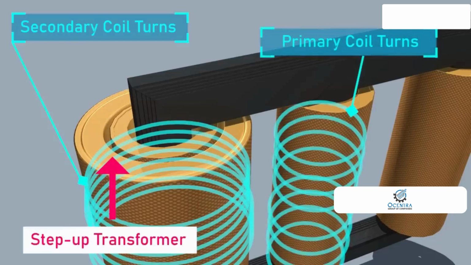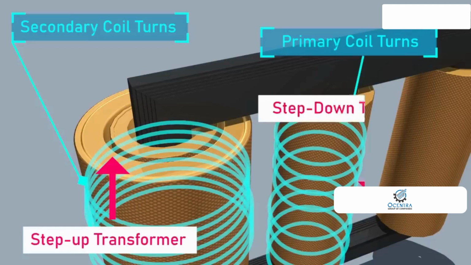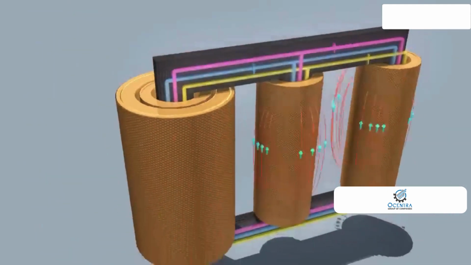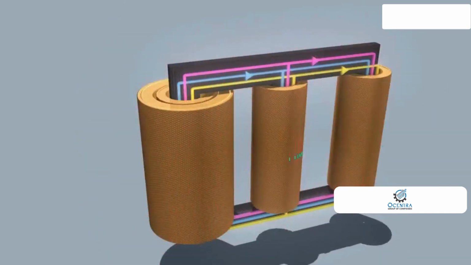Here, if the number of secondary coil turns is greater than the number of turns N1 of the primary coil, then it is called a step-up transformer. That means increasing voltage from the primary to secondary windings. Conversely, a transformer that decreases voltage from the primary to secondary windings is a step-down transformer.